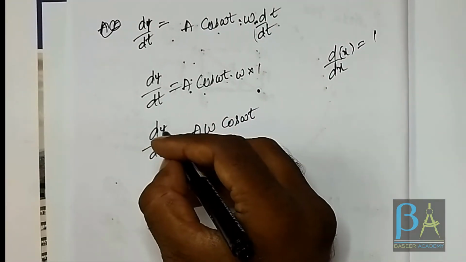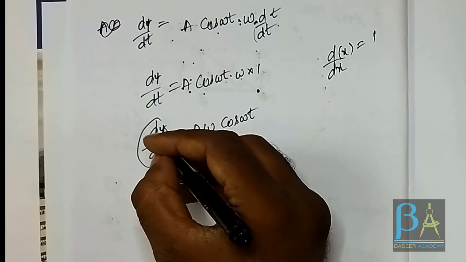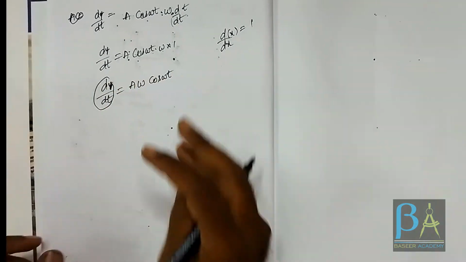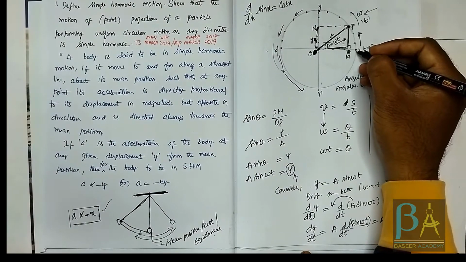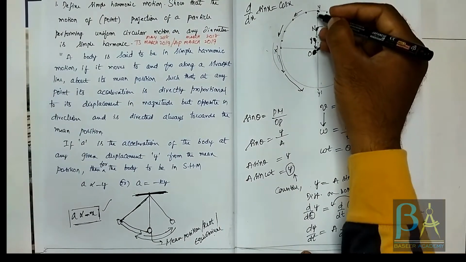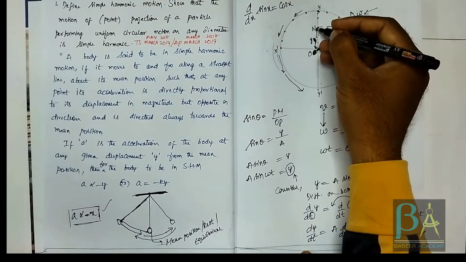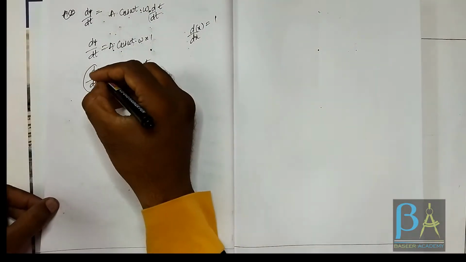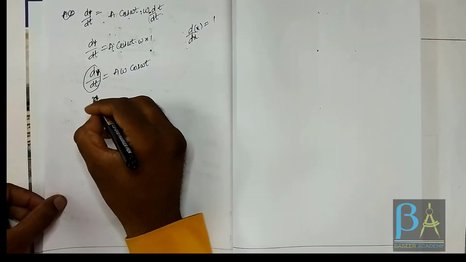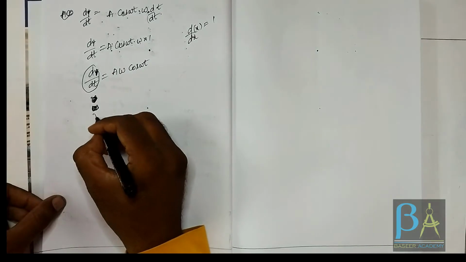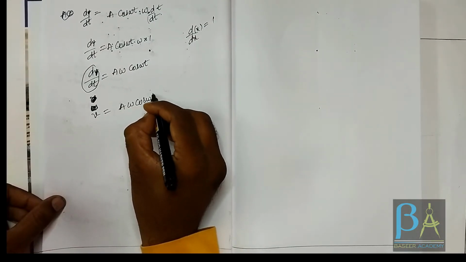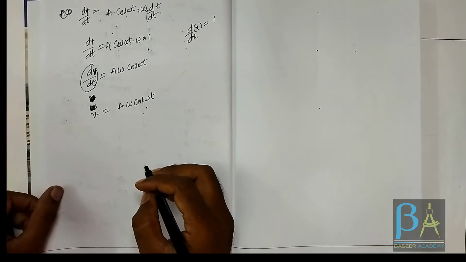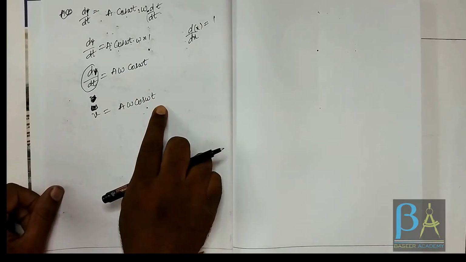And what is this thing? This is the rate of change of displacement. Y is the displacement of the projection of this particle on the diameter Y dash, isn't it? And you know that the rate of change of displacement is the velocity. That's the velocity. So we end up getting the velocity as A omega cos omega t. Now that's the equation for the velocity that we got here.